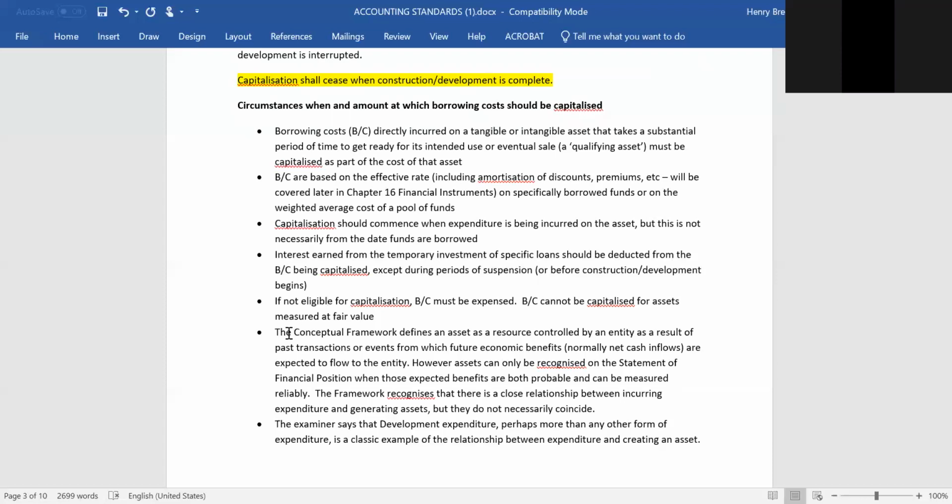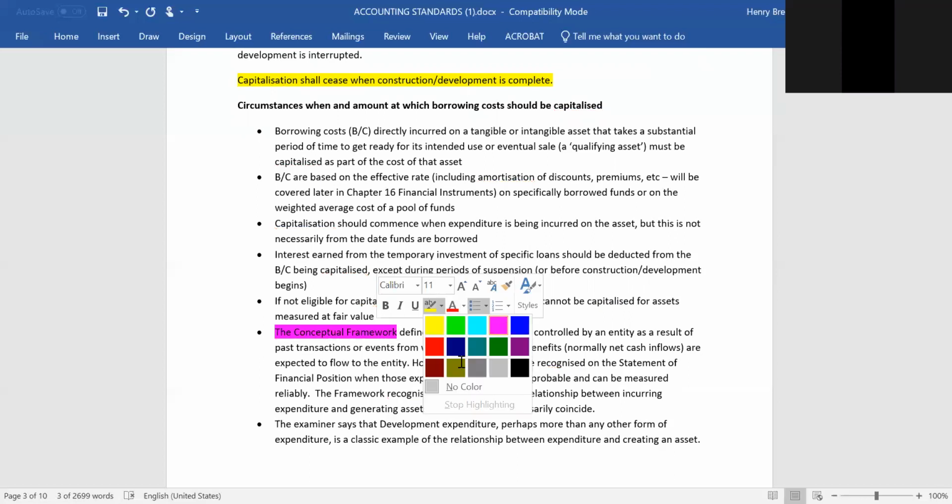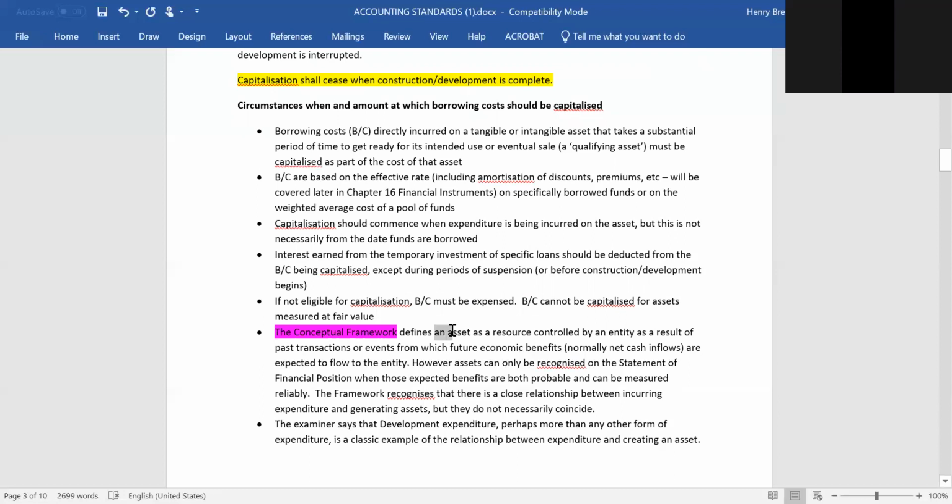So the conceptual framework defines an asset as a resource controlled by an entity as a result of past transactions or events from which future economic benefits, normally in terms of cash flow, are expected to flow to the entity. In the case of an asset, it's a resource, and every resource will create what benefit to the entity. Financial position, however, assets can only be recognized on the statement of financial position when those expected benefits are both probable and can be measured reliably.